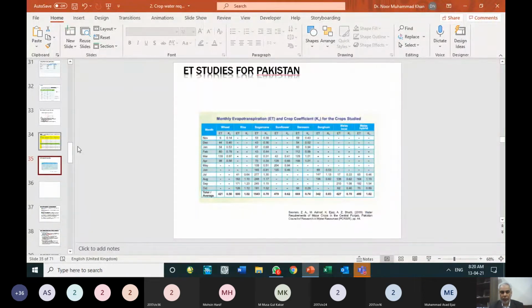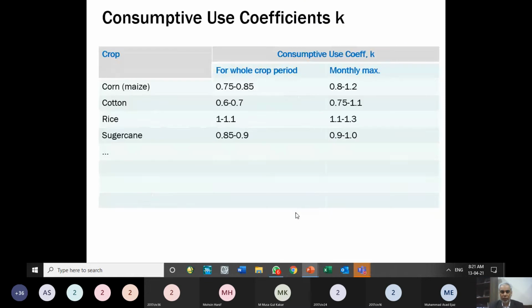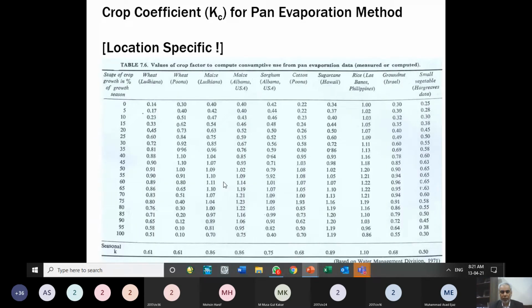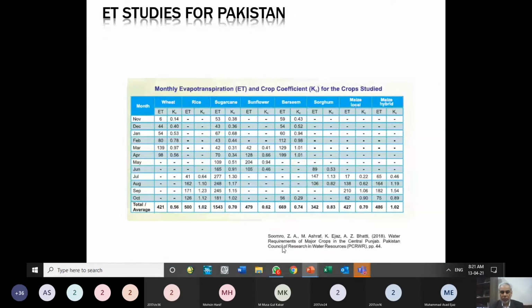Okay, and I have added one more slide in my slides. Last time some student asked me, sir, where is the evapotranspiration requirement? You are showing us the evapotranspiration requirement for other countries like India. Nobody has carried out a study. So this is the reference of the study carried out by PCRWR, Pakistan Council of Research and Water Resources.